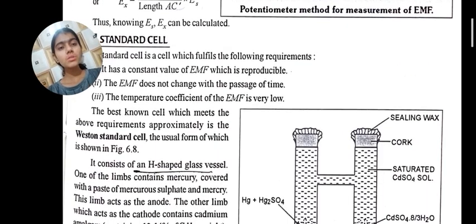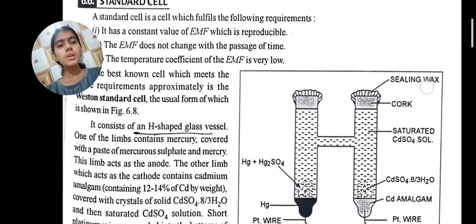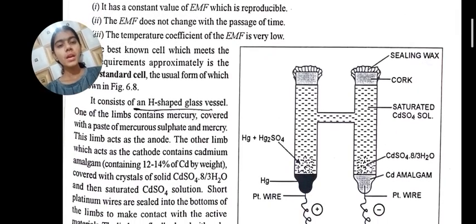The best known cell which meets the above requirements approximately is the Weston standard cell, the usual form of which is shown in figure 6.8. It consists of an H-shaped glass vessel. One of the limbs contains mercury covered with a paste of mercurous sulfate and mercury. This limb acts as anode. The other limb, which acts as the cathode, contains cadmium amalgam containing 12 to 14% of cadmium by weight.